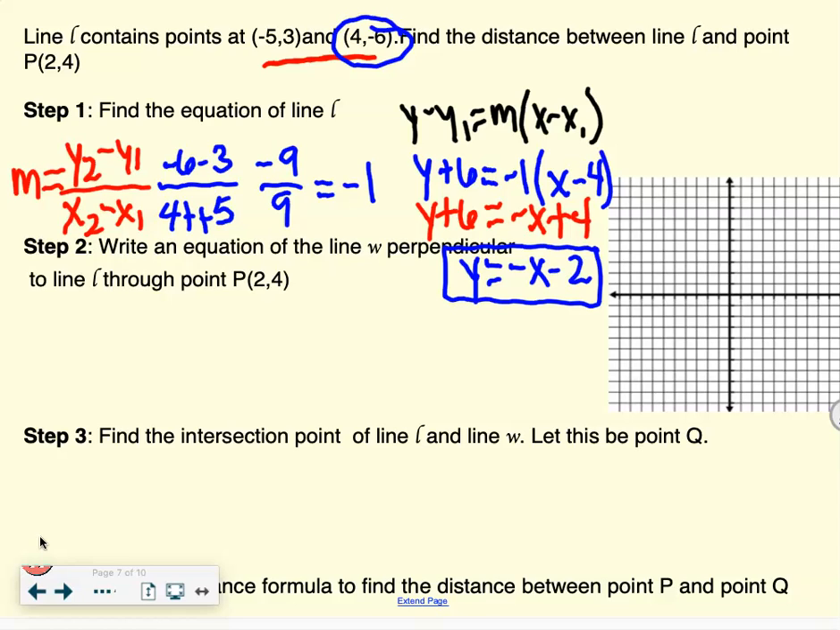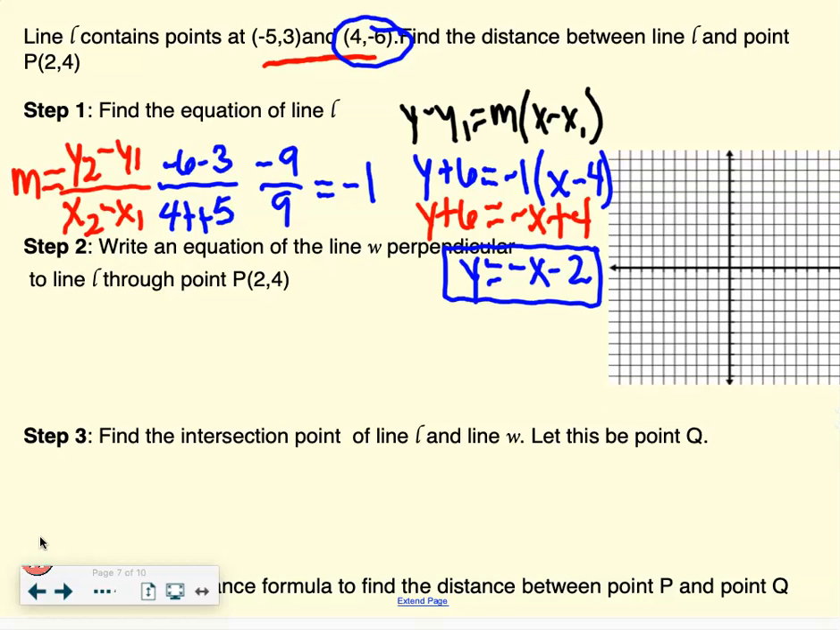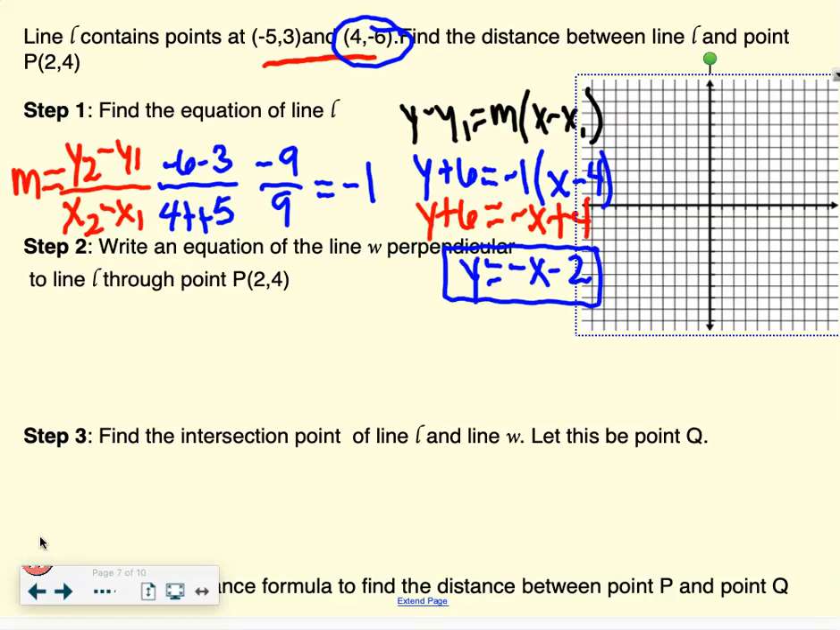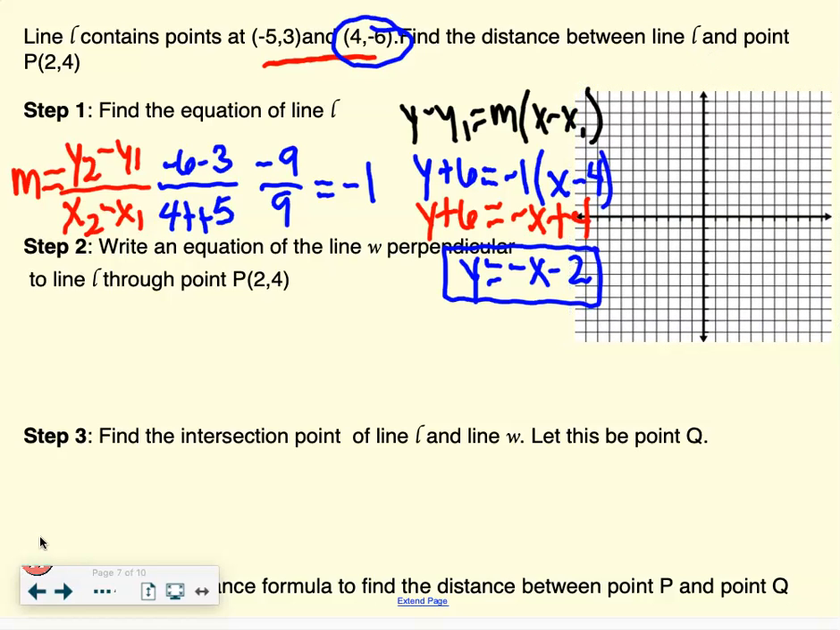So let's graph it to give ourselves a visual. You got a -2 on the y-axis, so you put a point right there, and the slope is -1. How do we graph this line? Where do we start? Start at -2. What do we know our slope is? -1. So down one, over one, down one, over one. So give yourself some points.